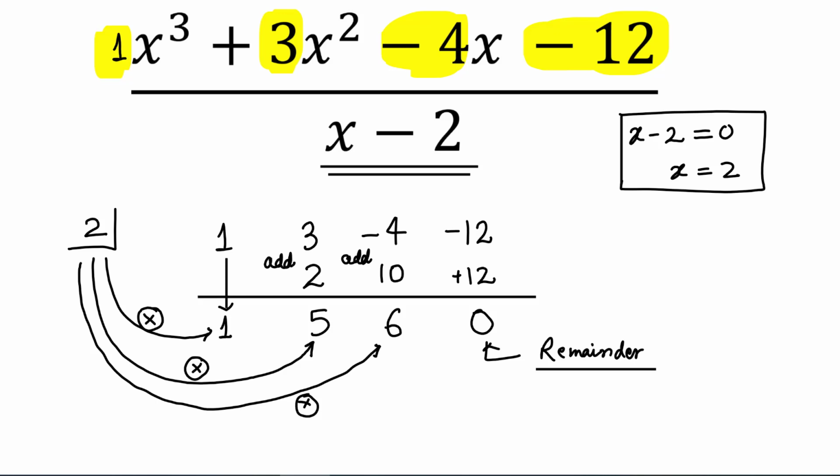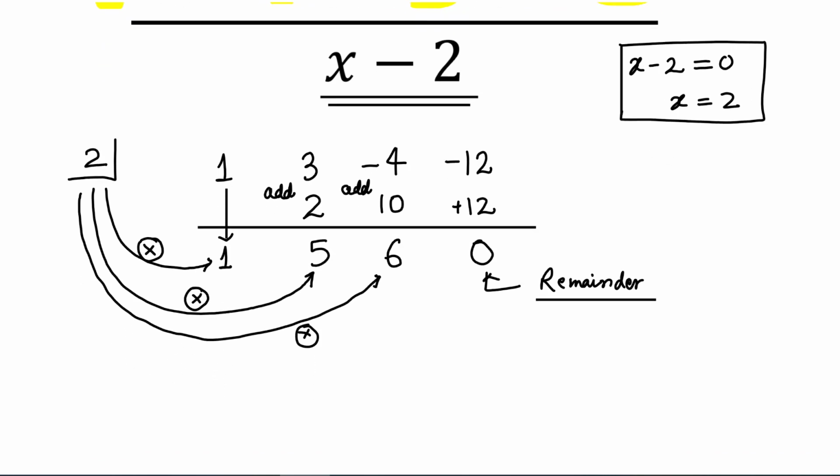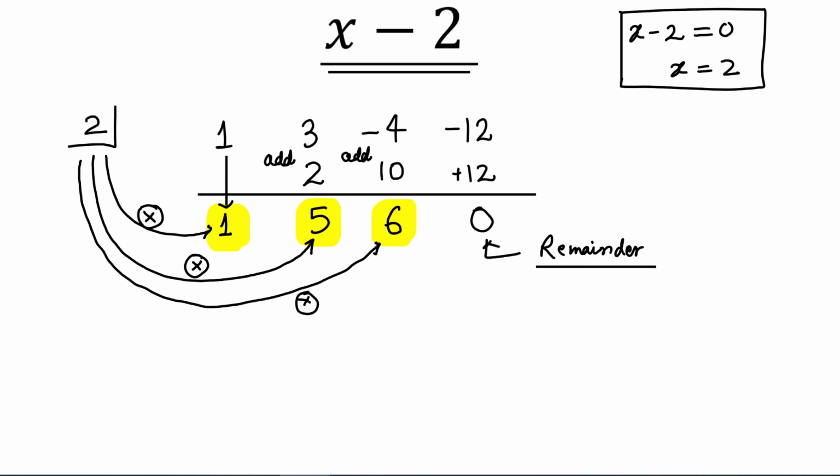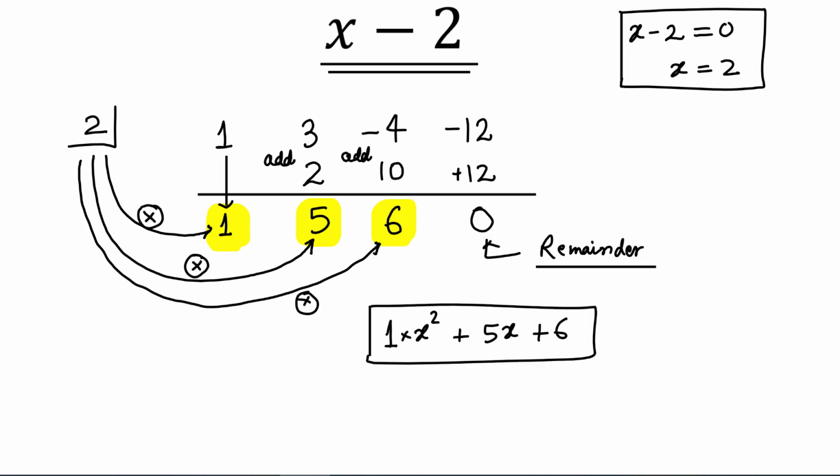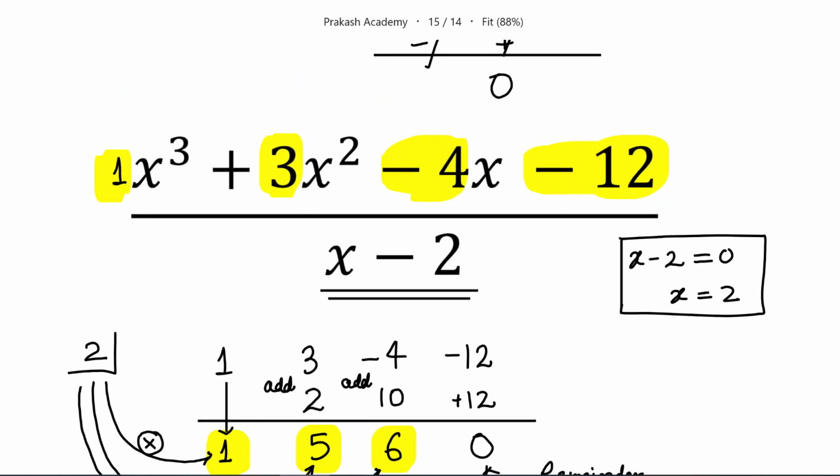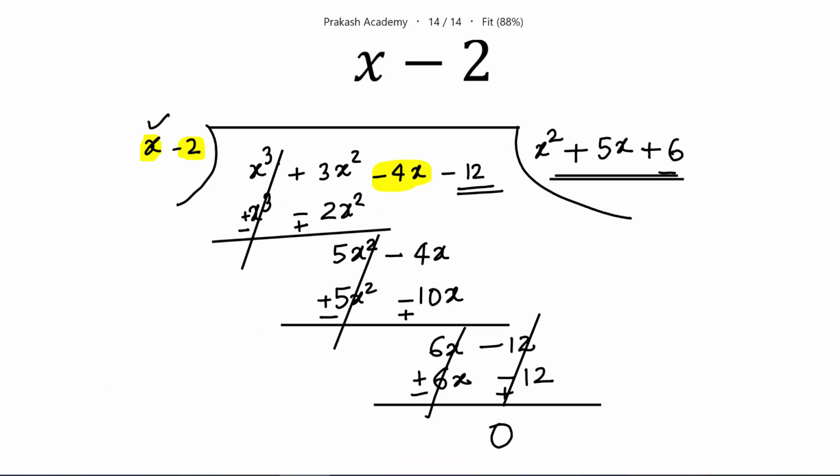Now what will be the result after the division? You can write that from this. You see these numbers, that is 1, 5, 6. Since we are dividing by x, the first coefficient gives us x square. So after the division you will have 1 times x square plus 5 times x plus 6. So after the division you will get this factor. This is the same as x square plus 5x plus 6 that we got from the long division method.